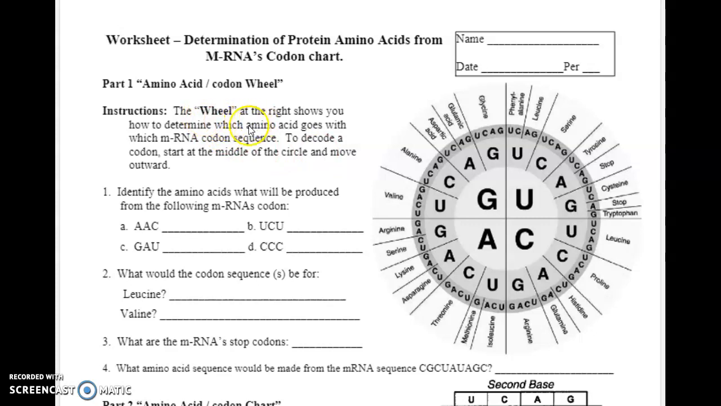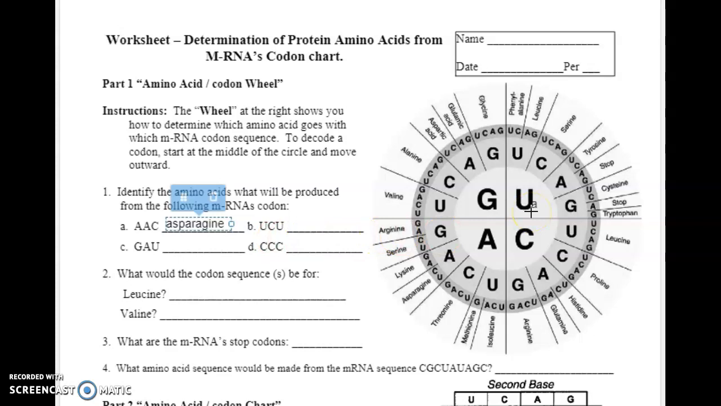So the wheel at the right shows you how to determine which amino acid goes with which mRNA codon sequence. To decode a codon, start at the middle of the circle and move out. For example, AAC. Let's start at the middle at A, and the next one's A. So it will be this little section, and then C is right there. So AAC would be asparagine. Okay, so we can put that there. AAC would be asparagine.